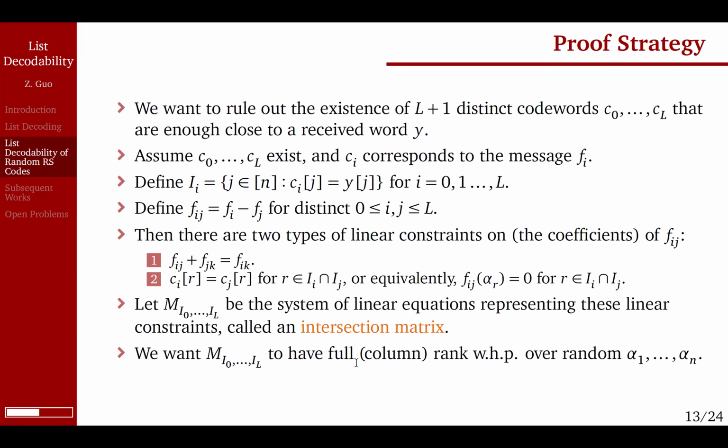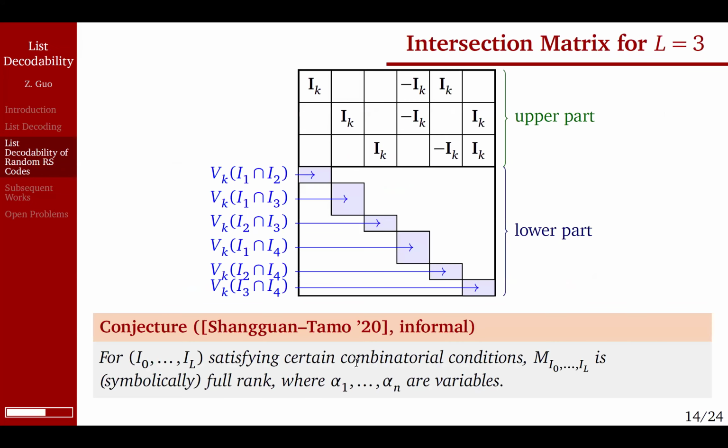Because if the matrix is full rank, it means some minor has a non-zero determinant. If you can show that when alpha is a variable, that determinant is a non-zero polynomial, then by the Schwartz-Zippel lemma, most choices of alpha avoid its roots. So we just need to show this matrix has full rank symbolically, where alpha is a variable. This is a conjecture in some paper, under certain conditions.